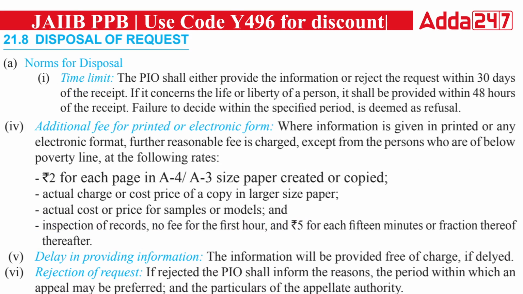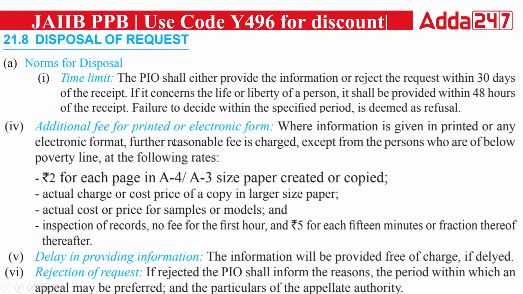Now, in case of disposal of a request, the norms for disposal: the time limit will be within 30 days. The information should be provided or the request should be rejected. But if it concerns the life or liberty of a person, then the information should be provided within 48 hours of the receipt. And failure to decide within the specified period is deemed to be refusal.